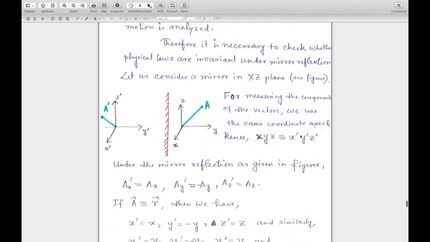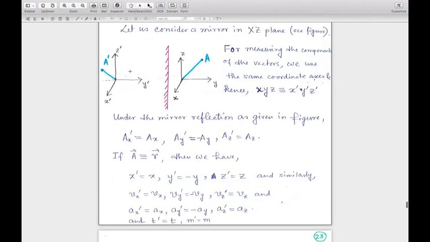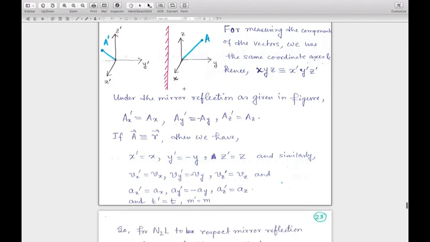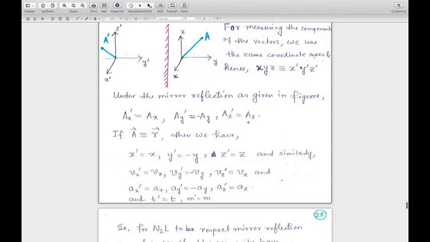So let's assume a mirror in the xz plane, as you can easily understand, and this vector A is reflected through this mirror to A prime. Now we are measuring these two vectors by the same Cartesian coordinate system, both right-handed. And we will see simply that only the component perpendicular to the plane of the mirror changes its sign, and the components lying on the plane of the mirror do not change their sign.